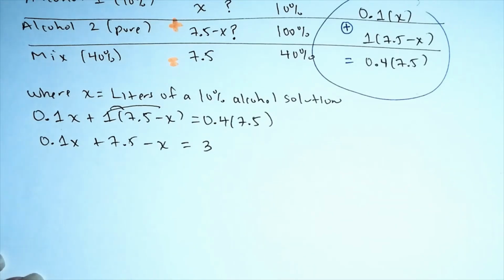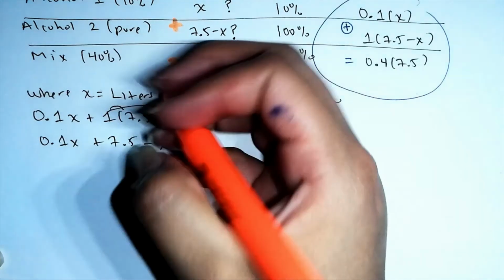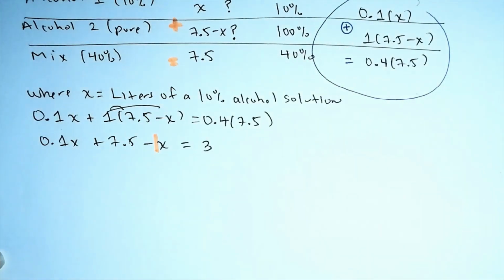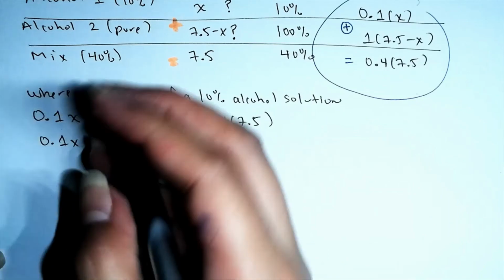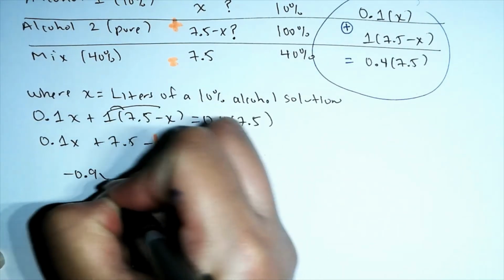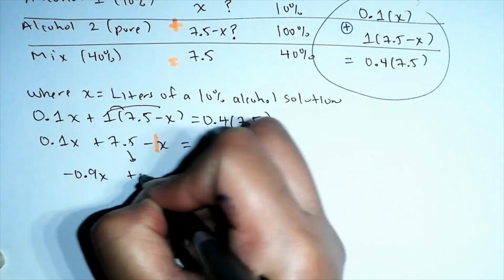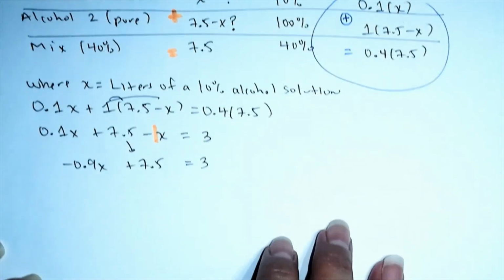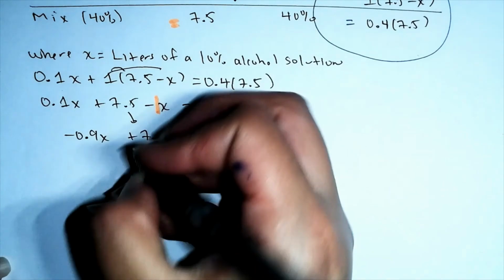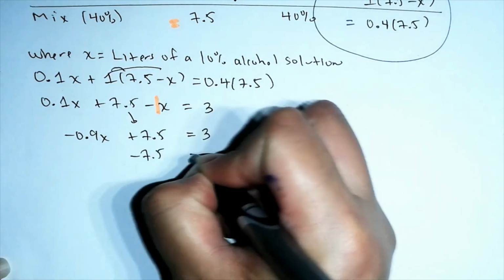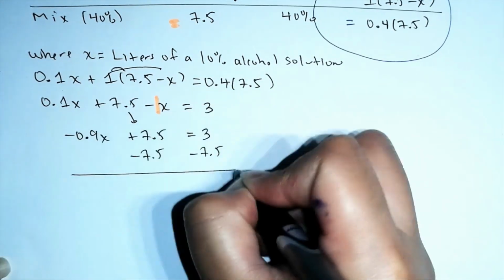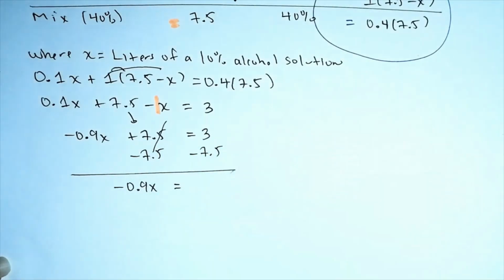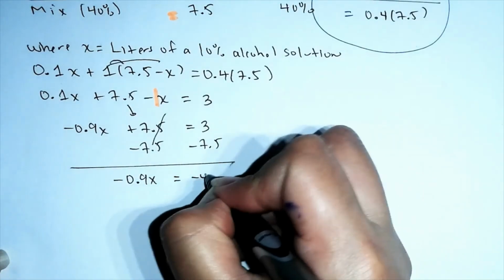Okay, the coefficient of the second x is 1, and 10 cents minus $1, we owe someone 90 cents, so that will give us negative 0.9x. We bring down the constant term, plus 7.5 equals 3. Isolate the variable term. We'll subtract 7.5 from both sides, and that will give us negative 0.9x is equal to negative 4.5.